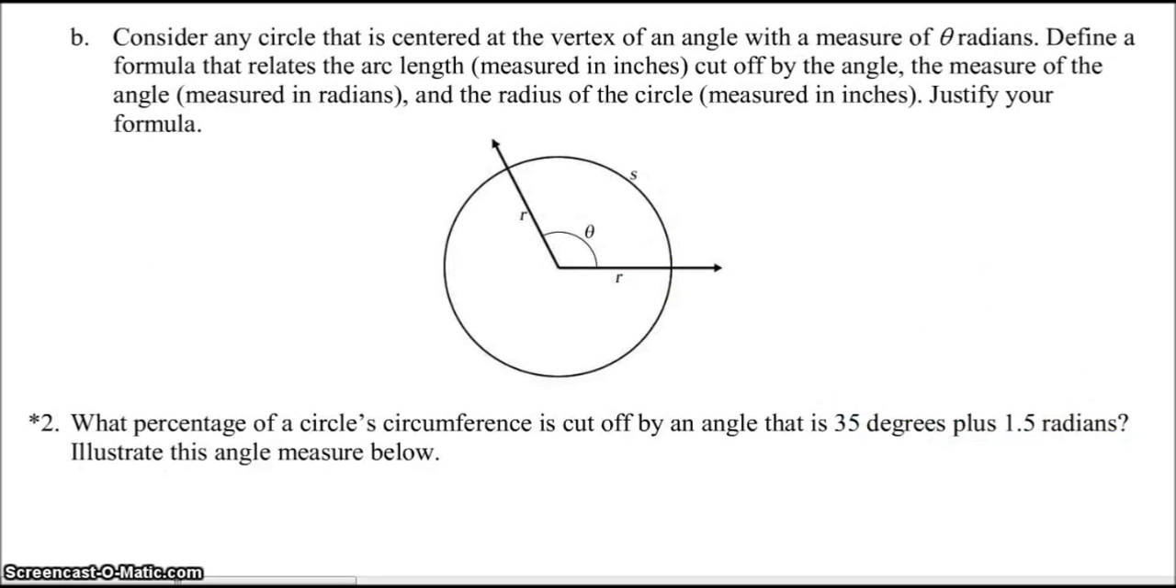Consider any circle that is centered at the vertex of an angle with measure of theta radians. Define a formula that relates the arc length measured in inches cut off by the angle, the measure of the angle, and the radius of the circle measured in inches. Justify your formula.